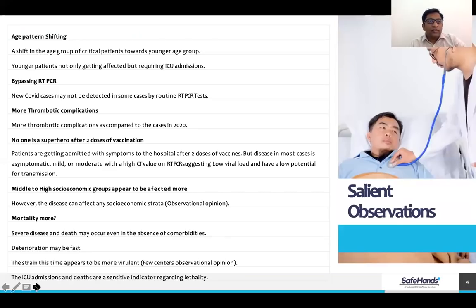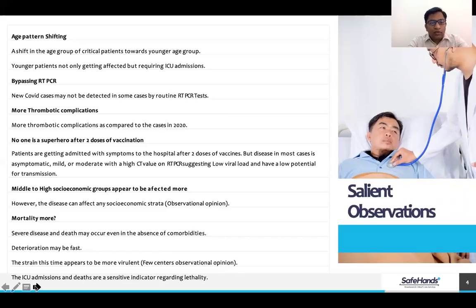Salient observations. Age pattern: a shift in the age group of critical patients towards a younger age group. Younger patients are not only getting affected but requiring ICU admissions. Bypassing RT-PCR: new COVID cases may not be detected in some cases by routine RT-PCR tests. There are more thrombotic complications as compared to cases in 2020.